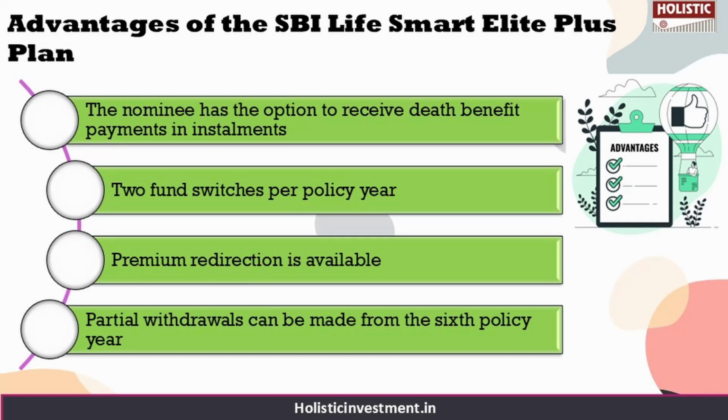Some of the advantages are: the nominee has the option to receive death benefit payments in installments during the settlement period. There are 2 fund switches per policy year which are allowed at no additional cost, and premium redirection is available starting from the 2nd policy year. And partial withdrawals can be made from the 6th policy year or upon the life assured reaching age 18, whichever occurs later. So these are some of the advantages.